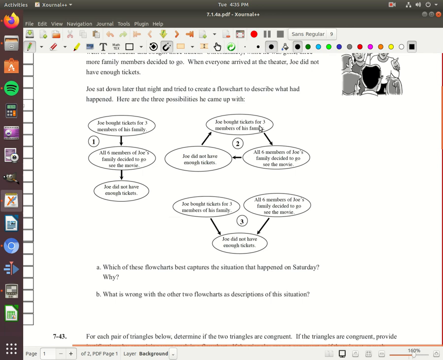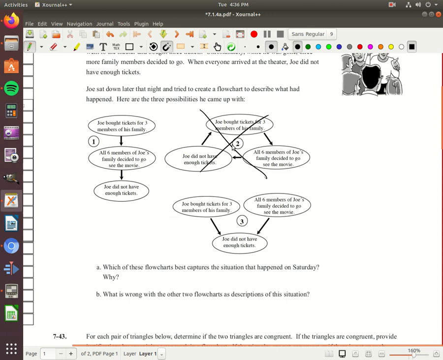So, Joe bought tickets for 3 family members, which made 6 family members of Joe's family decide to go to the movie, which made Joe not have enough tickets. So he bought 3 tickets, which made 6 want to go. So he didn't have enough. So this one doesn't make sense because it's circular, right? We're basically saying this caused this, which caused this, and so on, so there's really no beginning and no end to this. So I would say 2 is a bad idea.